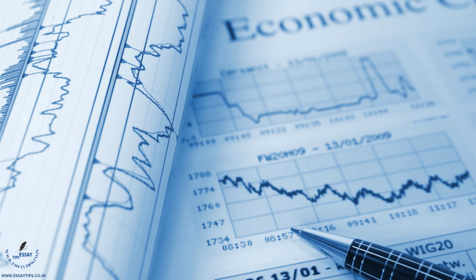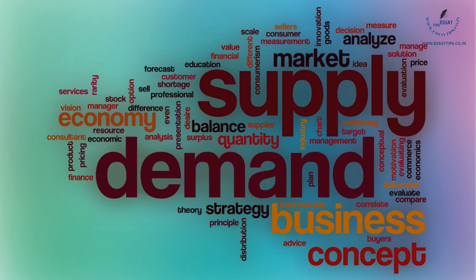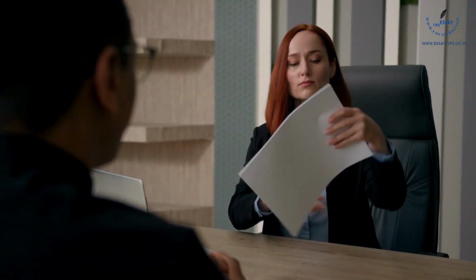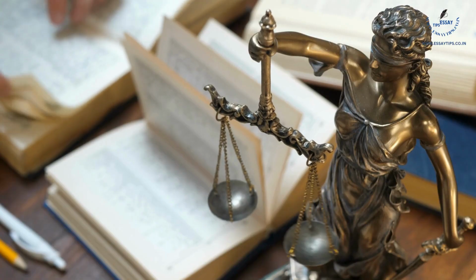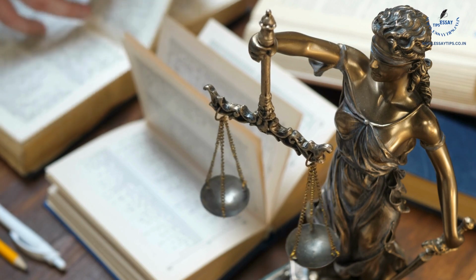The law of supply and demand is a fundamental principle in economics that describes the relationship between the availability of a good or service, supply, and the desire or need for that good or service, demand. Essentially, it dictates that in a competitive market, the price of a product will move toward a point where the quantity demanded by consumers equals the quantity supplied by producers. This equilibrium price and quantity are determined by the interplay of supply and demand forces.